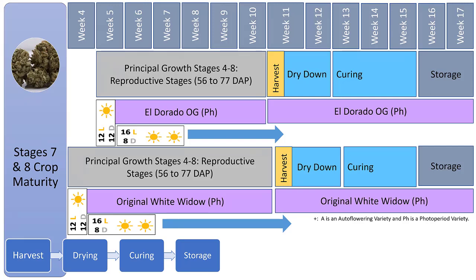So curing usually lasts 1 to 3 weeks post-harvest and occurs 3 to 5 weeks post-harvest. And then finally, we have storage, or you can sell the product on week 16. So the entire cycle time is about 16 weeks for both of these varieties. And then they can either be stored or sold.